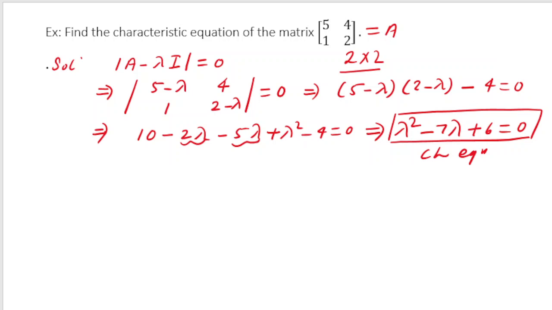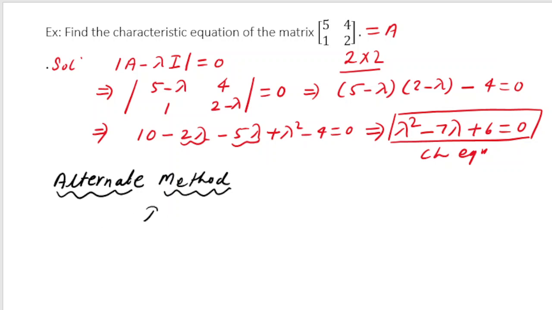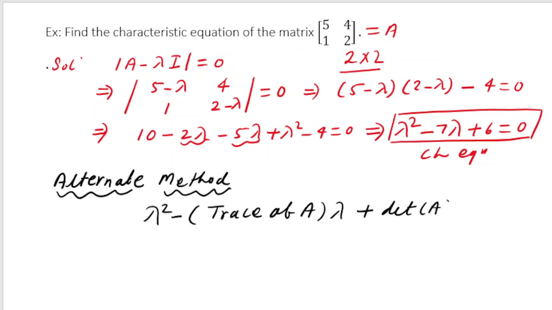Before I proceed further, I want to highlight that there is also a shortcut method of writing the characteristic equation, an alternate method. It will be very useful for you to write the characteristic equation directly, and this method is for a 2 cross 2 matrix. We write lambda square minus trace of A times lambda, plus determinant of A is equal to 0.